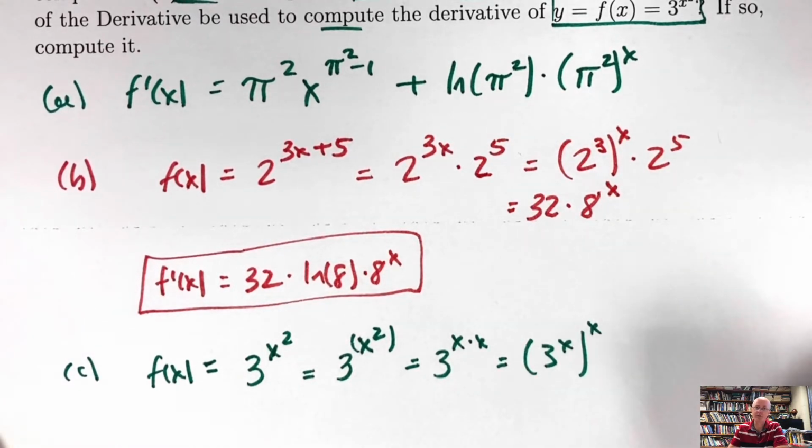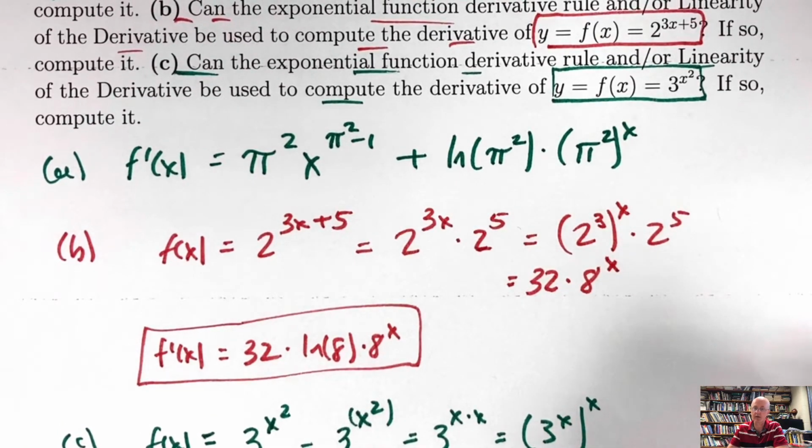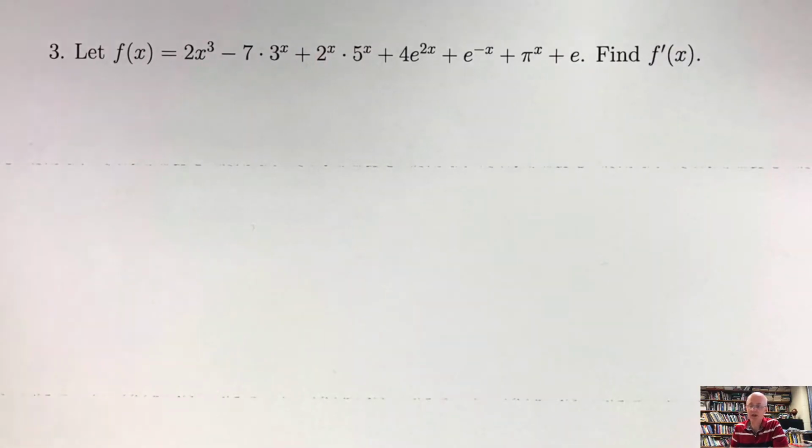And that's enough to imply that we cannot compute the derivative of this with any rules that we know so far. That is the answer. It's not possible with those rules. It is possible if we know some more rules, in particular something called the chain rule, but that's a topic for another video. Doesn't number 3 look like fun?